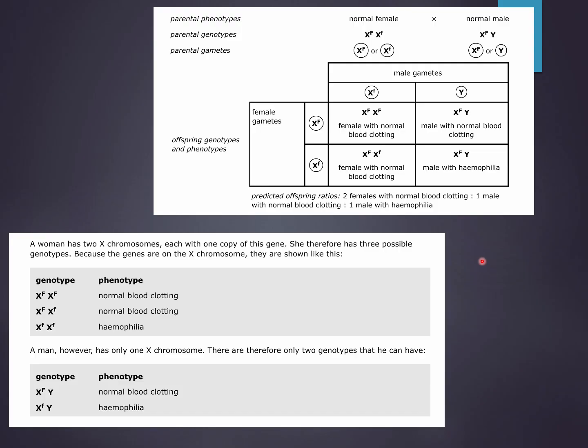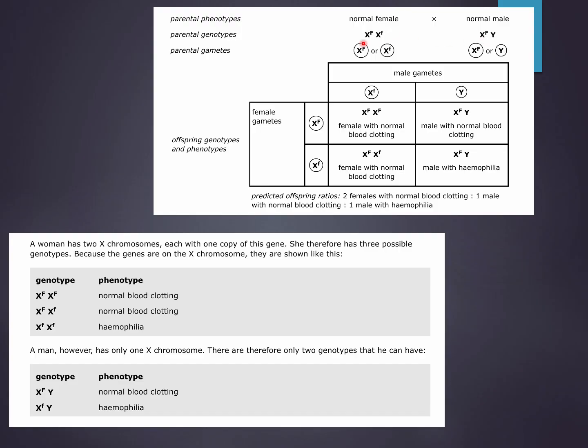All right, taking a look at hemophilia, I know I just said that it's usually represented with H, but this is a diagram out of your textbook where they're using an F. So we have our parent phenotypes, a normal female and a normal male. With the male, again, it's an X and a Y chromosome, and then there's the capital F, meaning normal, so this individual's blood will clot normally.